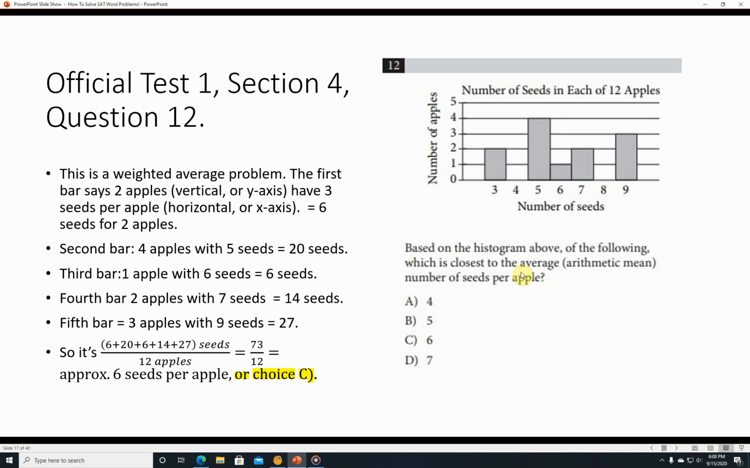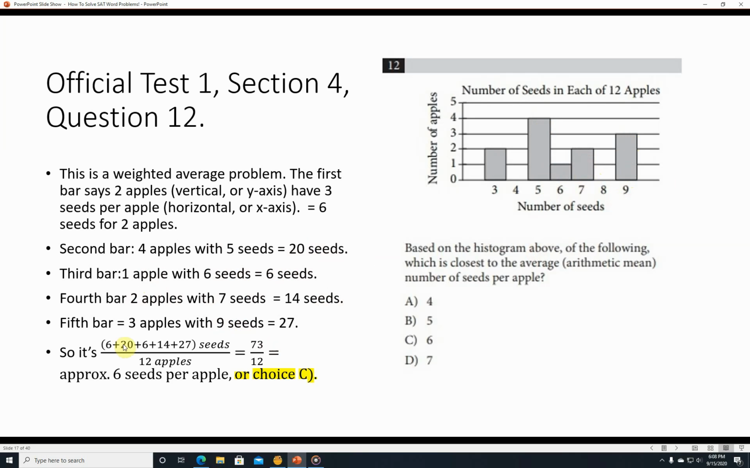Anyway, number of seeds per apple. So this is what's called a weighted average. The first bar says 2 apples, vertical or y-axis, so this is 2, have 3 seeds per apple, which is on the horizontal or x-axis, so that's 6 seeds for 2 apples. Second bar, okay, there are 4 apples with 5 seeds, so 4 times 5 is 20. There's 1 apple that had 6 seeds, so that's 6 seeds. Fourth bar is 2 apples with 7 seeds, that's 14. And then there were 3 apples with 9 seeds, which is 27.